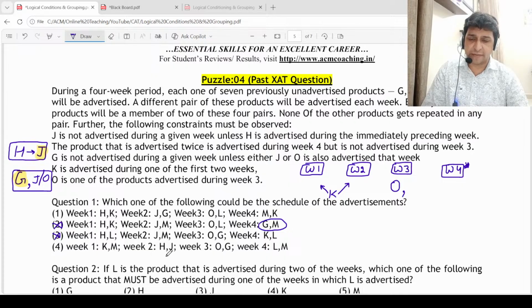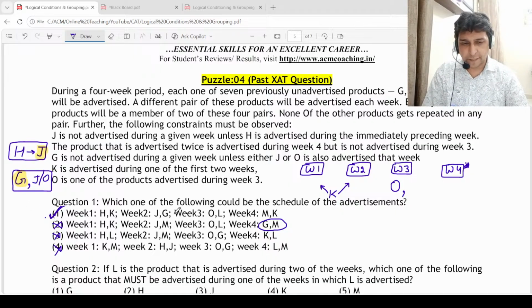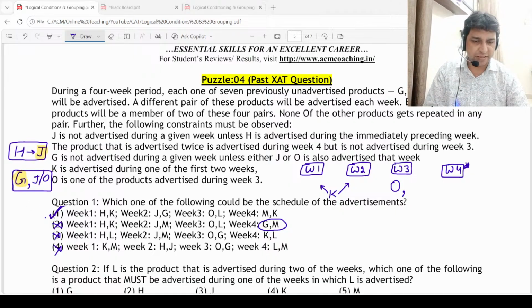Now here we have K, M. Here we have H, J. But before we have J, we need to have H in an earlier week. So that is also not the answer. So the first answer, which we already cleared, is the right answer. The others are not the answer. The reasons are in front of you. Any doubts, you can write in the comments. We'll be glad to help you.